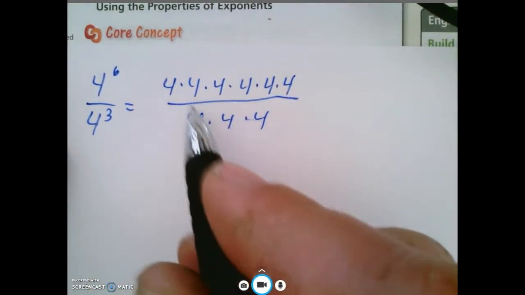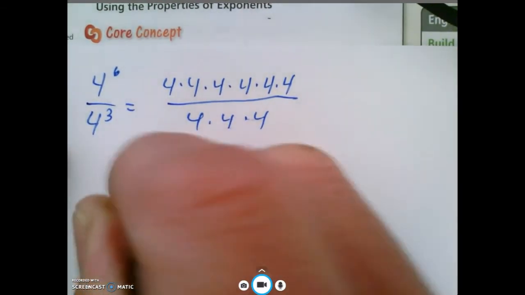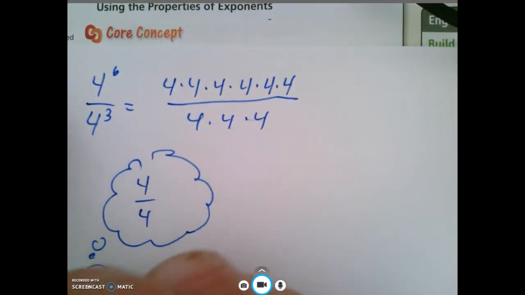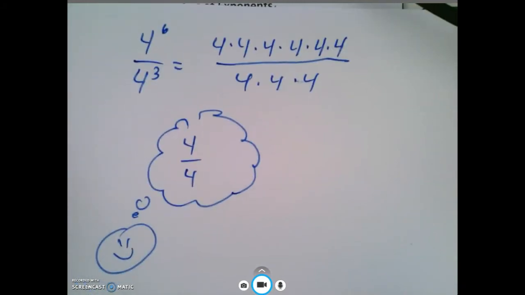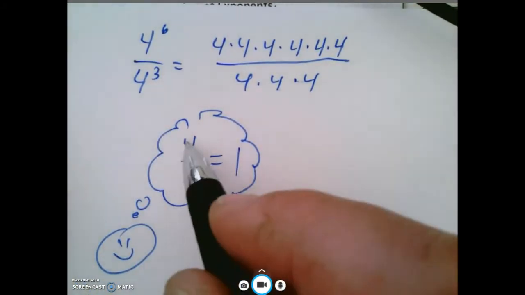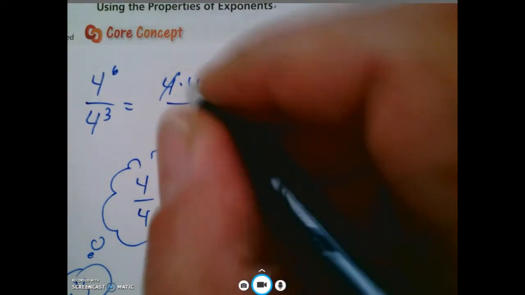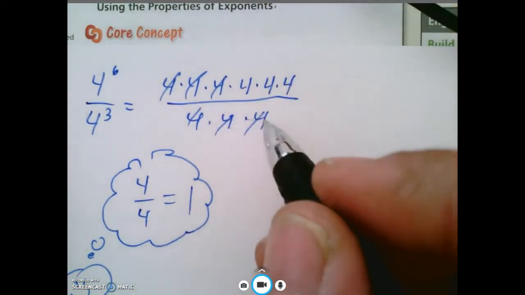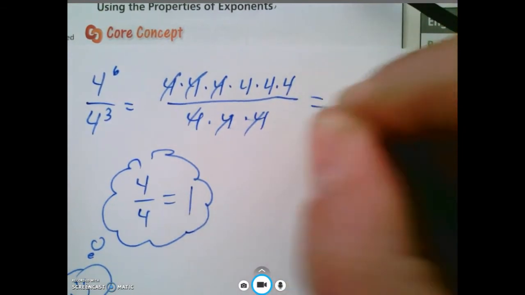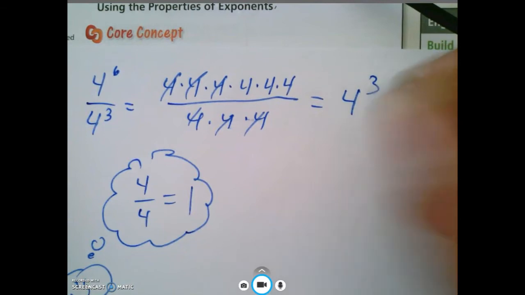Here's what we got. Every time you have 4 over 4, we know that. Think about this. We'll pop a thought bubble here. There you are, thinking. You know 4 divided by 4. That's 1. That's a nice one. That's easy. So every time you have a 4 divided by 4 here, that's just a 1. That's a 1. That's a 1. Wait, but we're left over. We're left over with 3 4s, so 4 to the 3rd power.